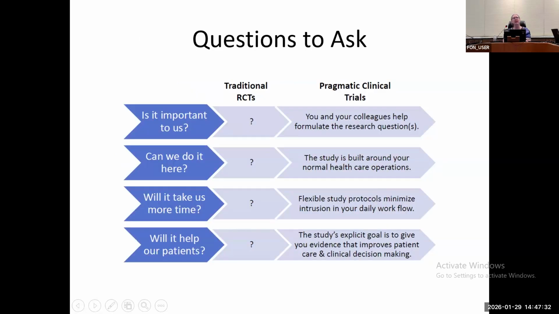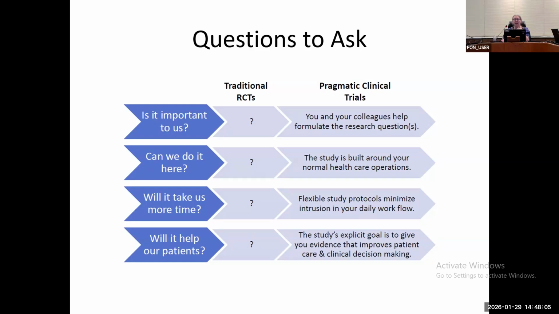So the questions to ask: is it important to us, meaning the stakeholders? For pragmatic clinical trials, you and your colleagues help formulate the research questions. Can we do it here? The study is built around normal healthcare operations. Will it take us more time?